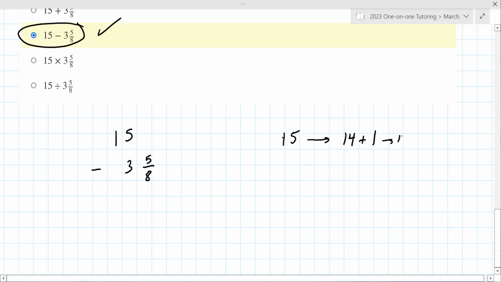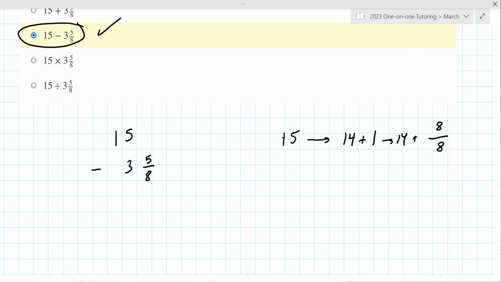Now we have to do a little bit more here. Instead of writing the 1, we need to write it as a fraction. And we want to use the same denominator here. 8 over 8. Because there's an 8 on this one down here, we want this to become 8 over 8 here. Is that okay? Yeah. Fantastic.